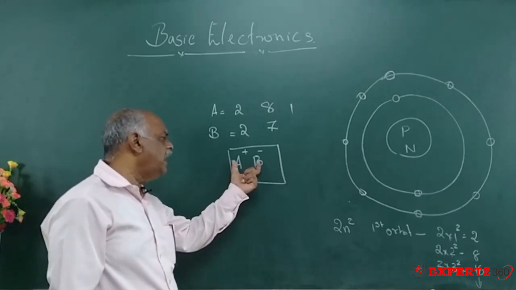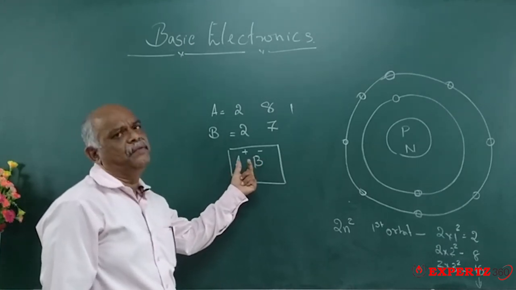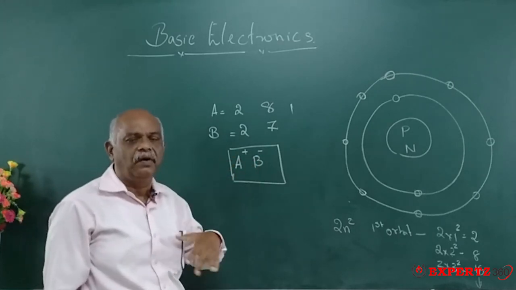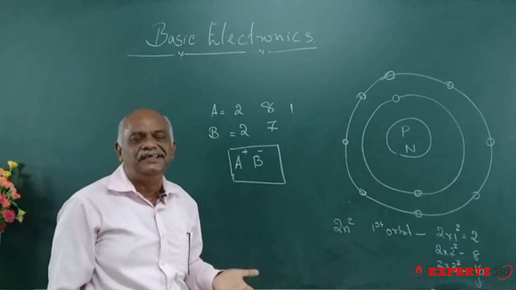So there is a high attractive force between A and B. This type of attractive force we call bonding. So what do you mean by bonding? It is the attractive force between two unstable atoms.